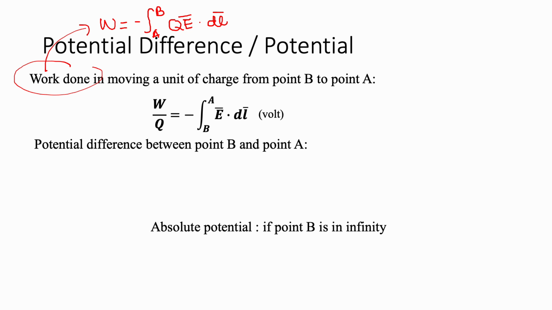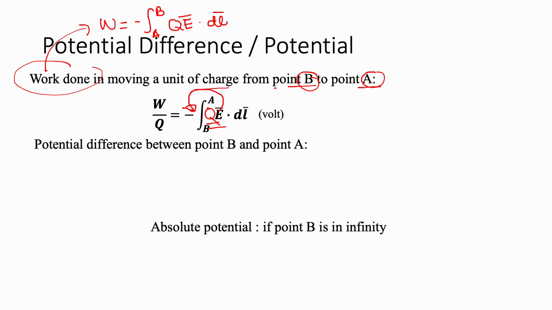Let's say we want to move a point charge from point B to point A. Point B is our initial point and point A is our destination. So it can be written as the negative integral of QE dot dl. But we know Q is an exact value, and we can bring it in front.